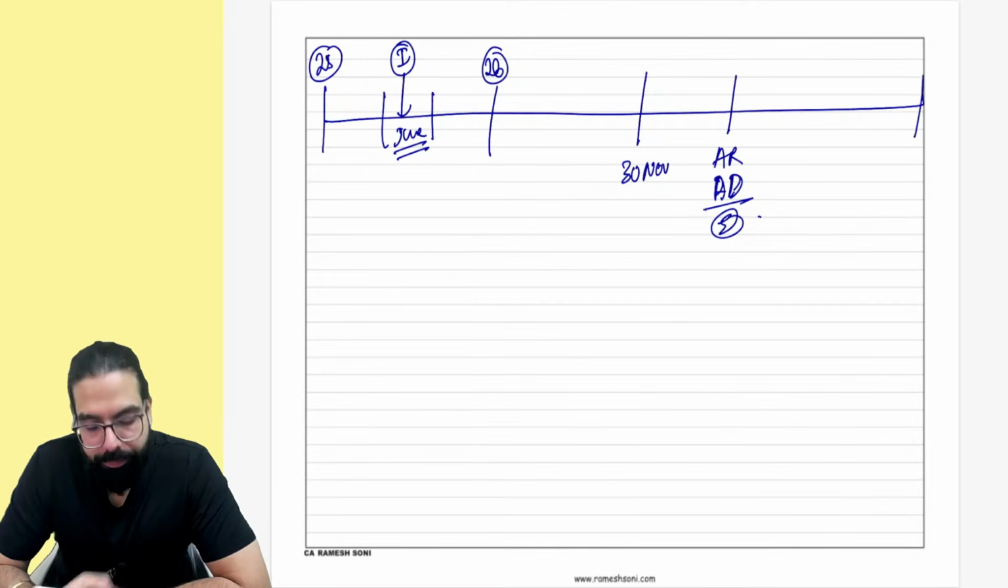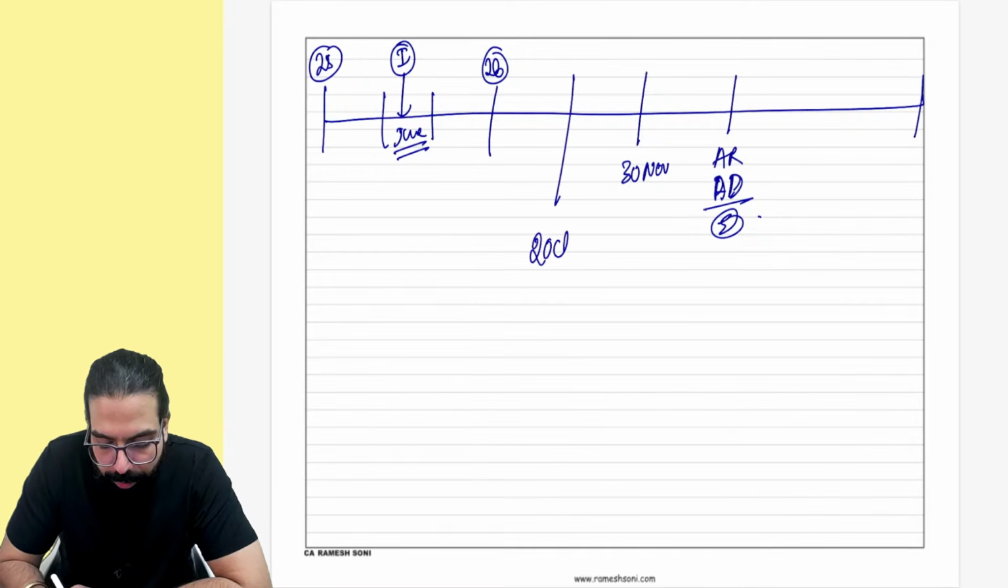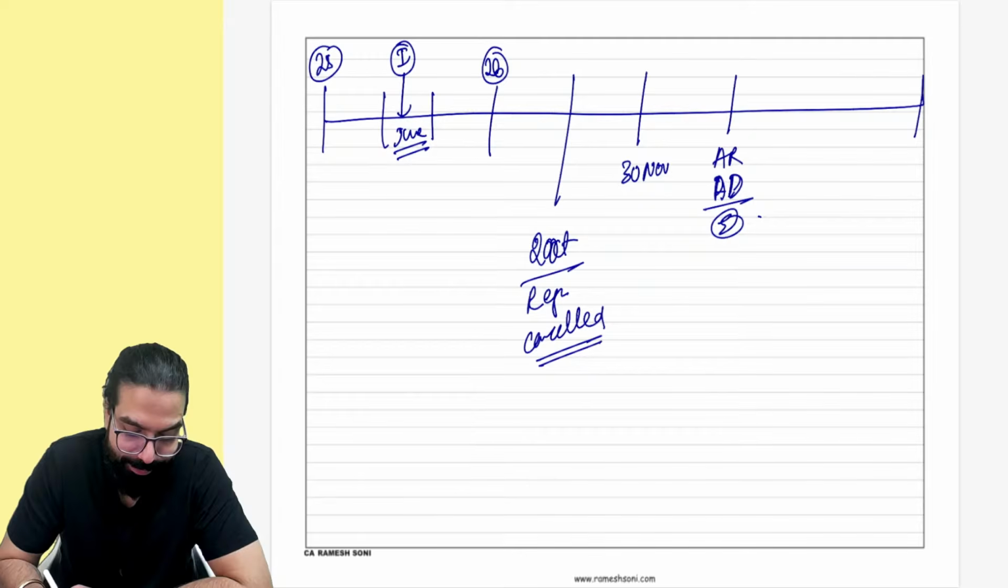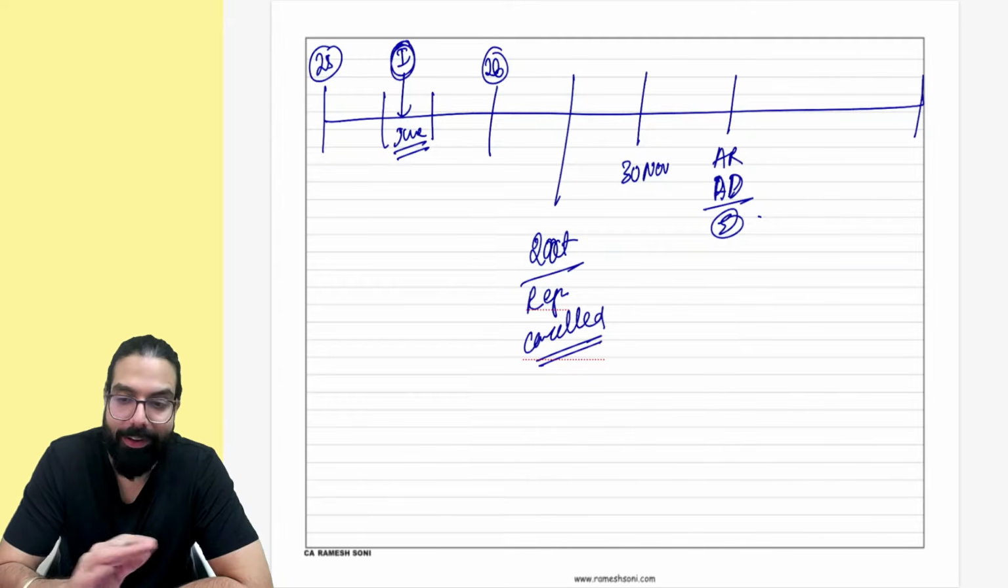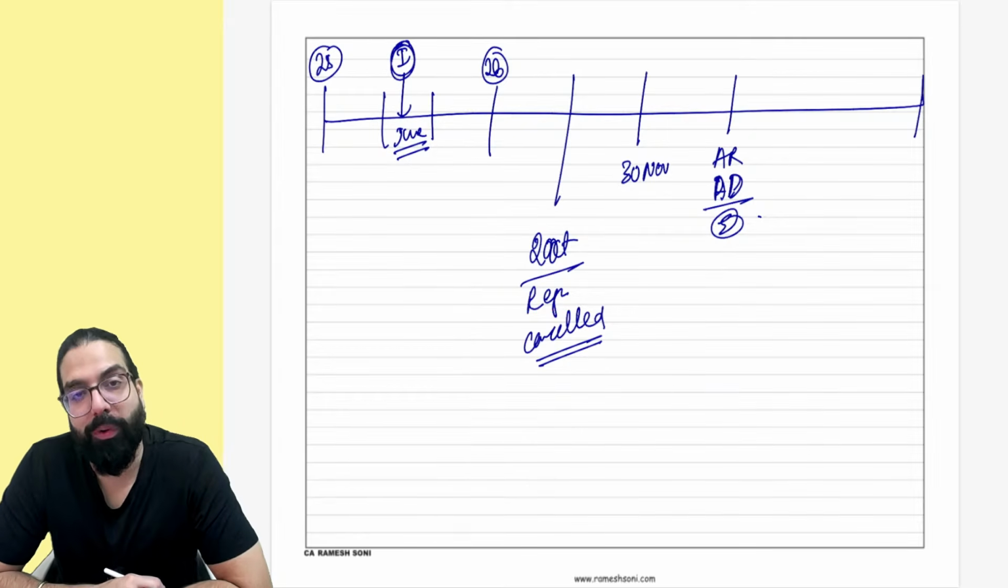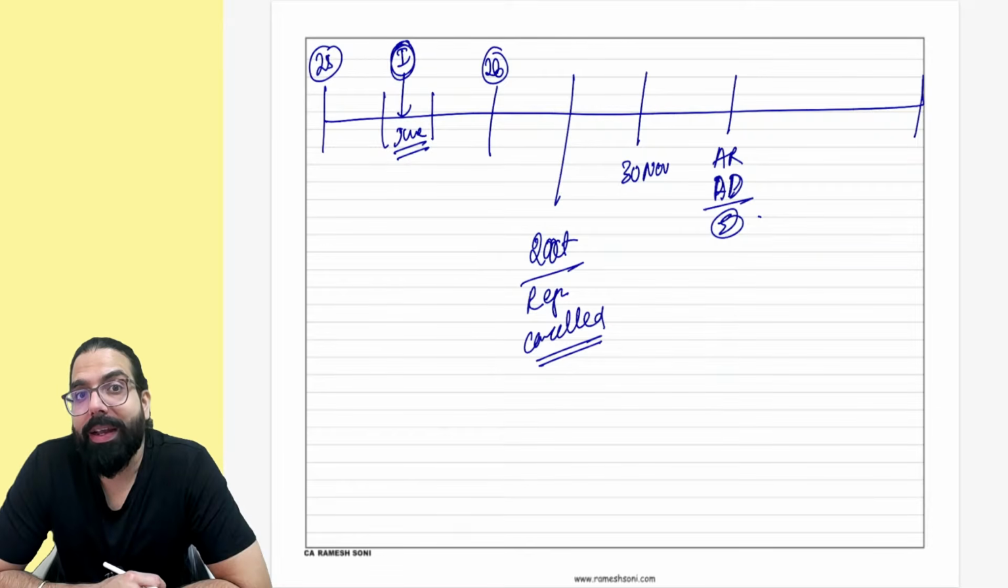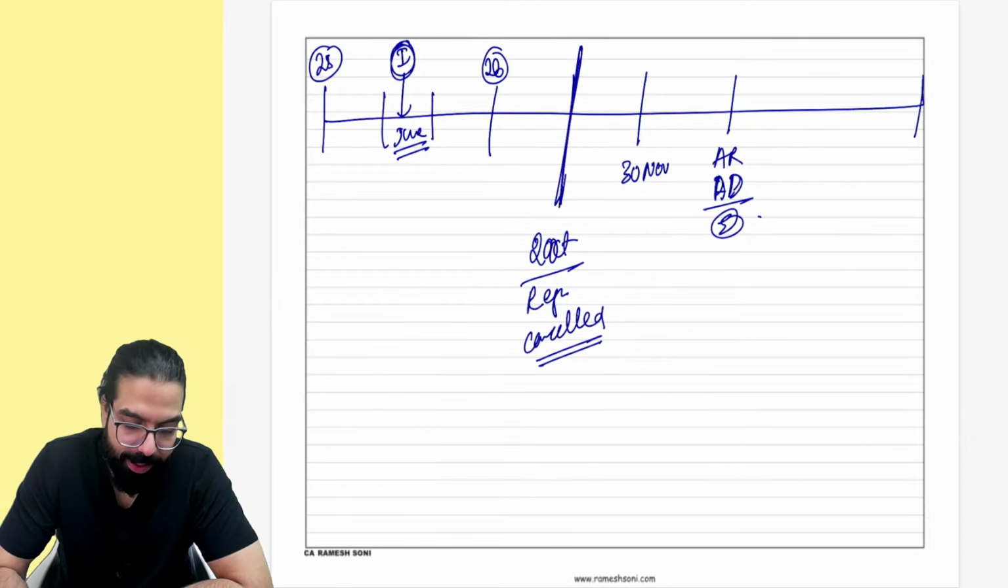You know what happened? On 20th October, my registration got cancelled. Registration cancelled. But I did not take the credit of this invoice till then. I forgot. I could have taken the credit on 30th November or the actual date of filing of the annual return, whichever is earlier. But you know what? Because my registration was cancelled, everyone listen carefully.